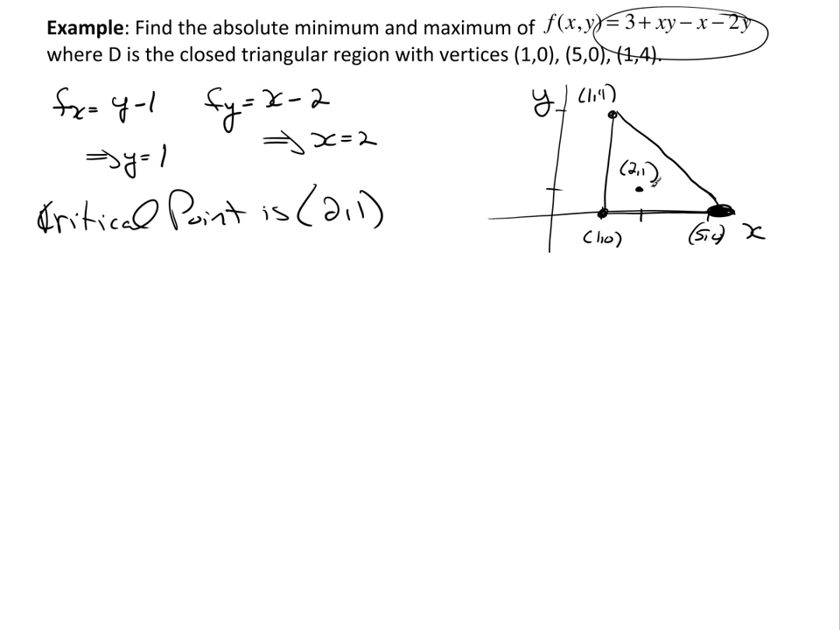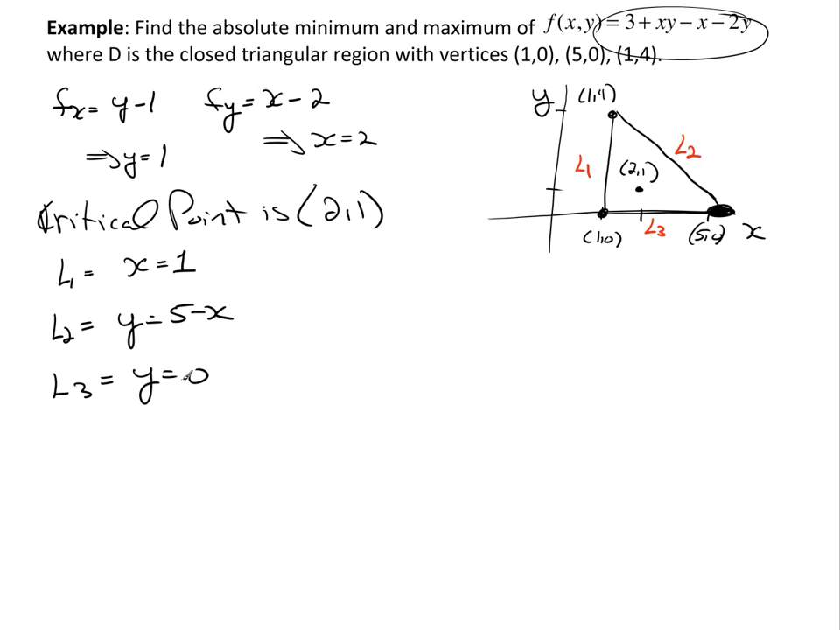Now, I need to also consider what's going on with the boundaries, and I'm going to name these. Let's call this line 1, this line 2, and this one line 3. So line 1 is x equals 1. Line 2, I'm going to have (1,4) and (5,0), so that's going to be the line y equals 5 minus x. And then line 3 is the line y equals 0.